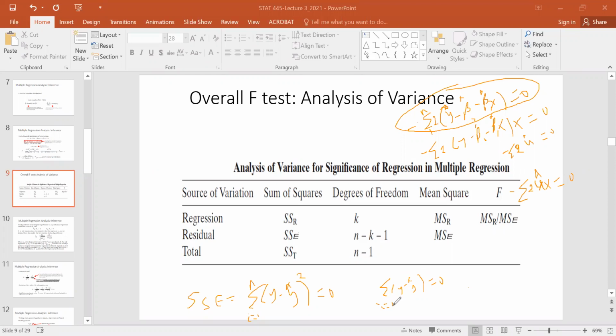i equals 1 to n, but basically you have n independent data points. Remember, degree of freedom could be defined as the number of independent pieces of information used to calculate a statistic. So we have n data points, but we have k plus 1 equations. In simple regression, we had equation 1, equation 2.